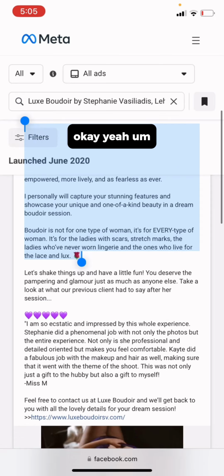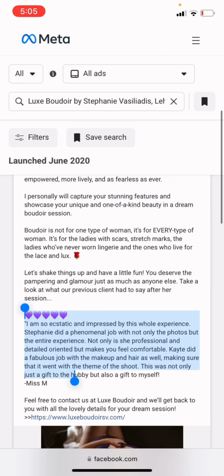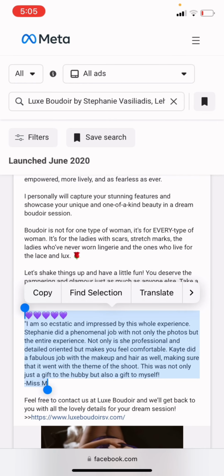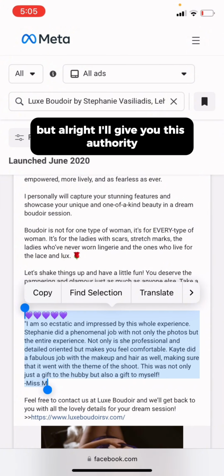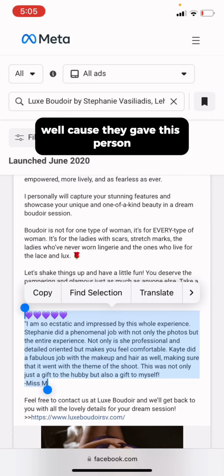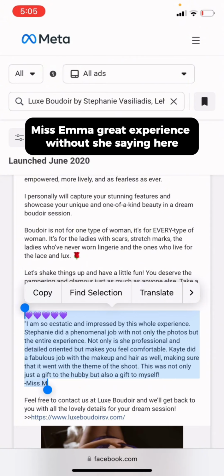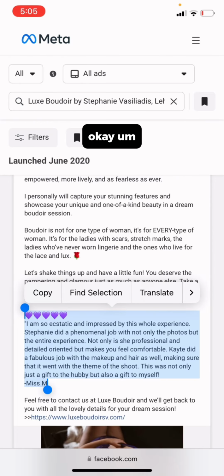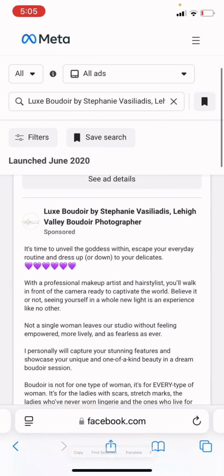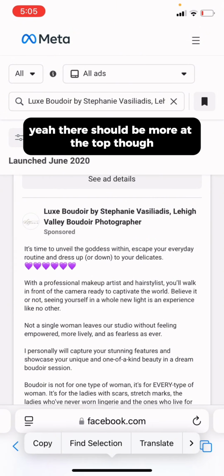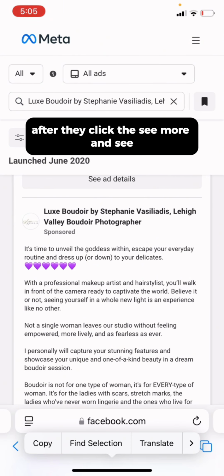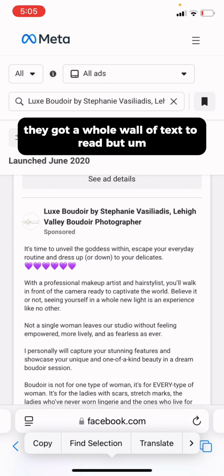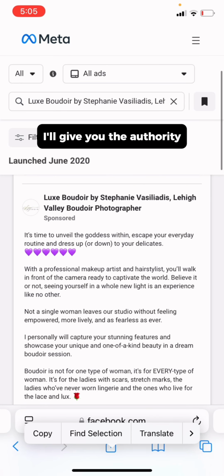Okay, yeah. Maybe this is some authority. There's a better way to do this though. But all right, I'll give you this authority. Why should they listen to us? Well, because they gave this person, Miss M, a great experience with all she's saying here. Okay. Yeah, there should be more at the top though to tell people why they should listen to us after they click the see more and see they got a whole wall of text to read. But all right, yeah, I'll give you the authority.